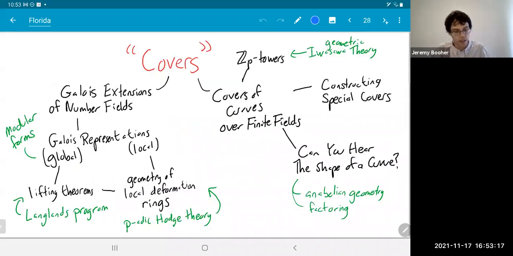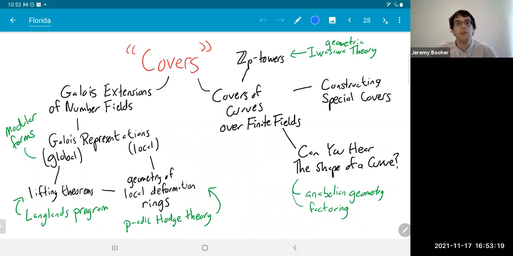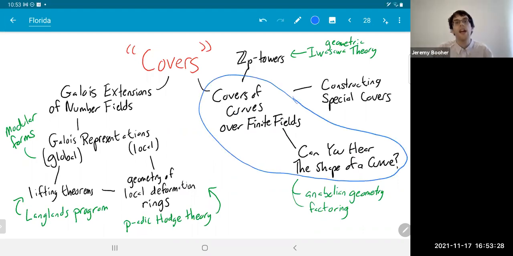All right, so in the last minute or two, I just want to talk about how this fits in with my broader research program. I've been telling you really about a very small part of my research, but it makes a very nice story. And broadly speaking, my research is all about covers in various settings. So I've been telling you about covers of curves over finite fields, and this particular question about can you hear the shape of a curve. There are other related questions about covers, some related to looking at Z_p towers and how this is a new version of geometric Iwasawa theory, and also various questions about constructing special covers of curves with nice properties and studying the moduli space of curves in characteristic p.